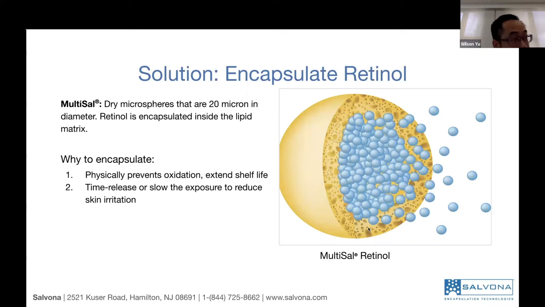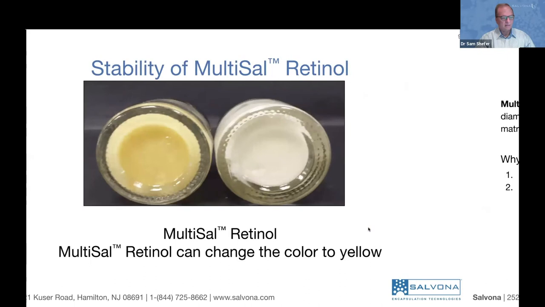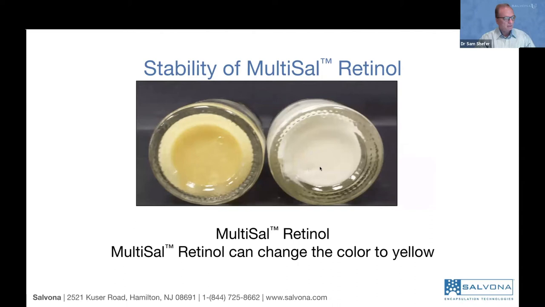Okay, go in. Multisal retinol can come in a white color or a yellow color, but both of them are good and effective. Okay.